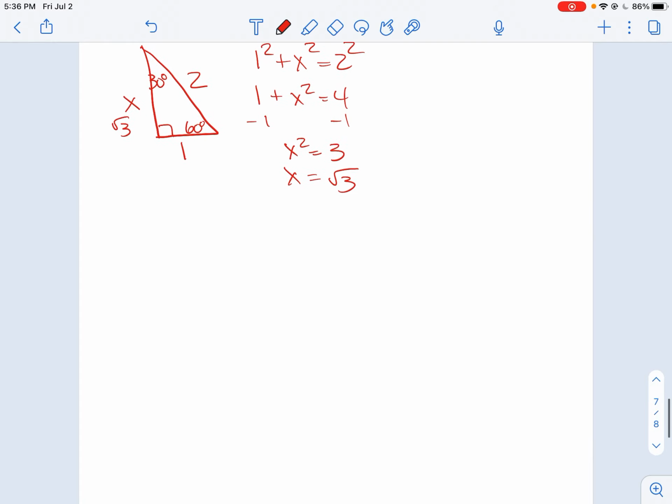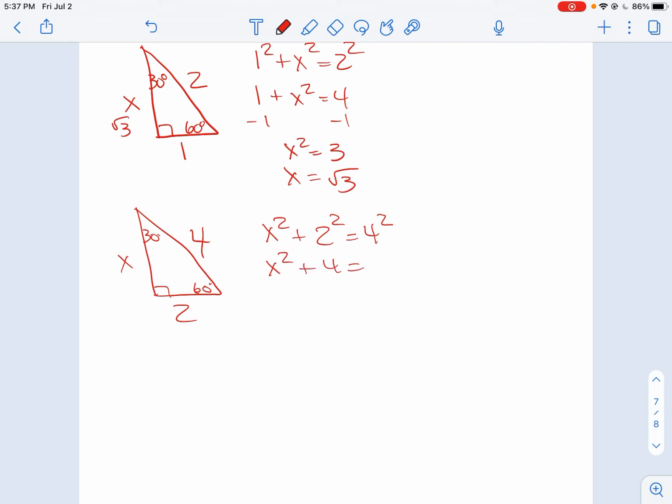Now, I'm going to change it just a tad. This is still 30, this is still 60. But this time, I'm going to do a 4, a 2, and an x. So that's going to get me x squared plus 2 squared equals 4 squared. So that's going to get me x squared plus 4 equals 16. I subtract 4 from both sides.